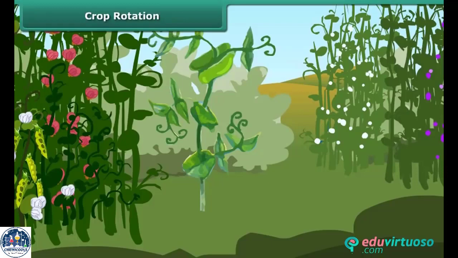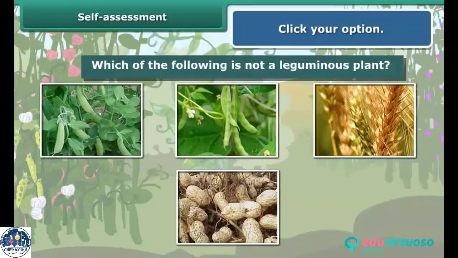Friends, can you tell me which of the following is not a leguminous plant? Click your option.